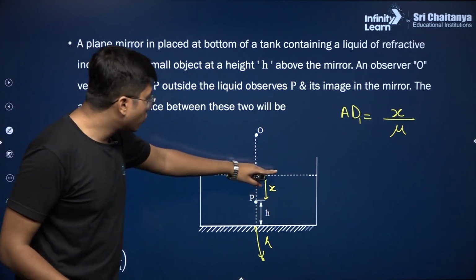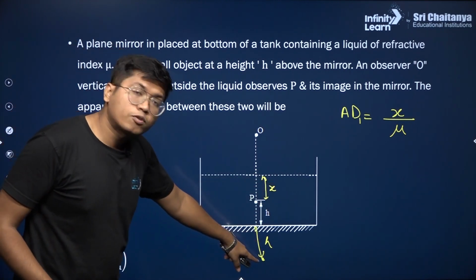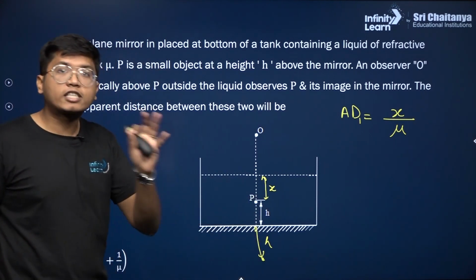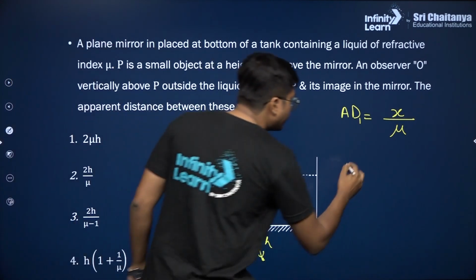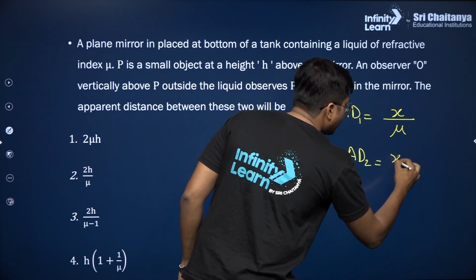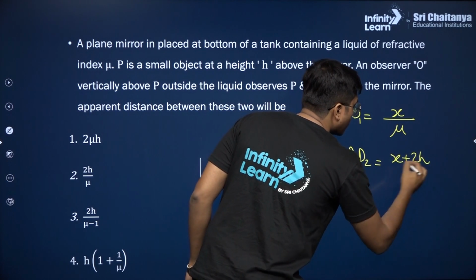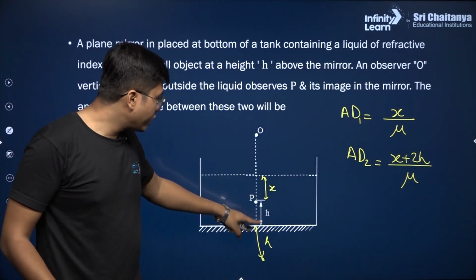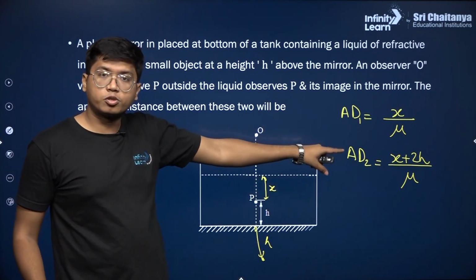Now, with regards to the water surface, what is the depth of this point? The depth of the point is x plus h plus h, so x plus 2h. So the apparent depth of the image AD2 would be x plus 2h divided by mu, because the depth is x plus h plus h. So that is the real depth, x plus 2h, by mu.